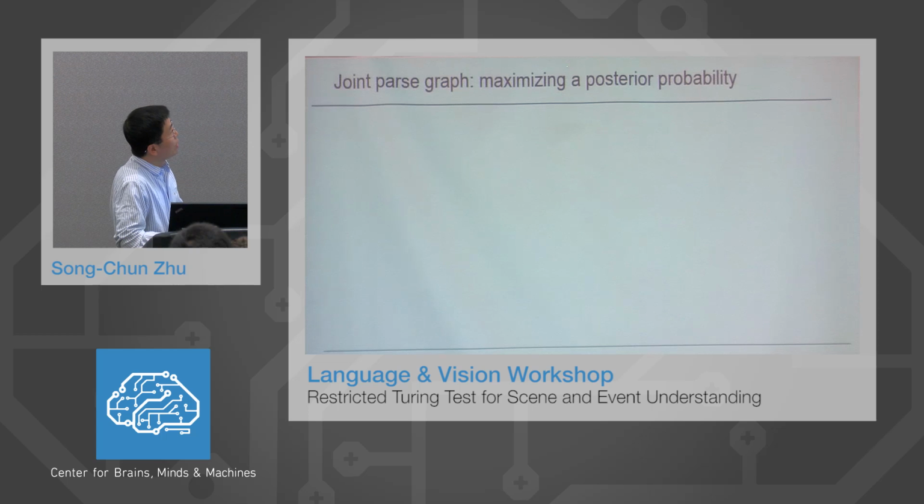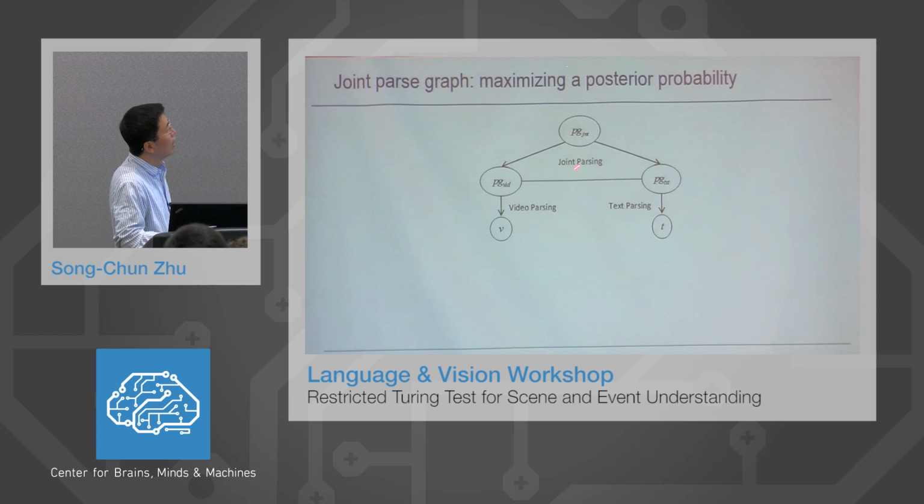So now the goal is to have a joint parse graph in the following way. That is, for the video input, we have a parse graph, right? You just go to the video, explain the video, and then for the text, you have a parse graph that explains the text. Obviously, there's something in common. And then you want to join them to develop this joint parse graph, PG joint.